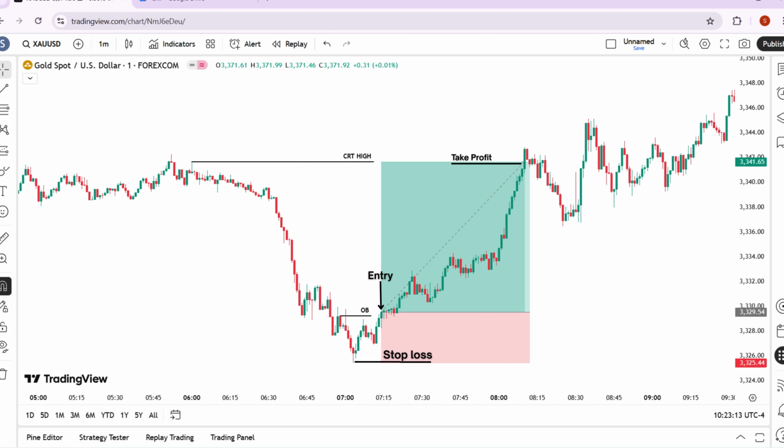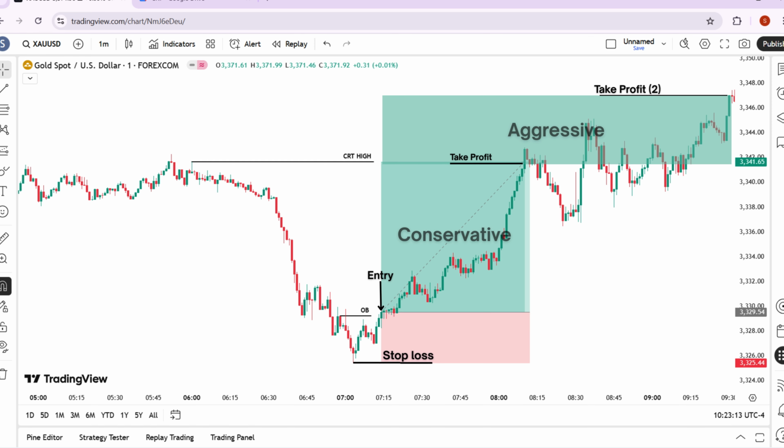Take profit, TP. First target is the high of the CRT candle, the candle that confirmed the breakout. This is a safe target and often gets tagged quickly. A more aggressive trader could scale out here and leave a partial position running toward higher timeframe liquidity levels.